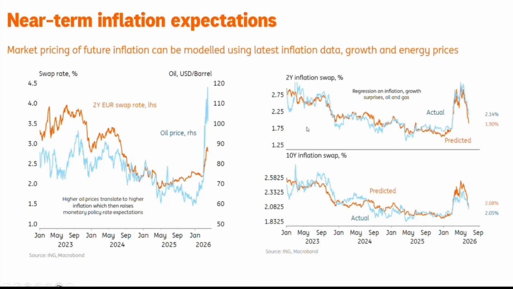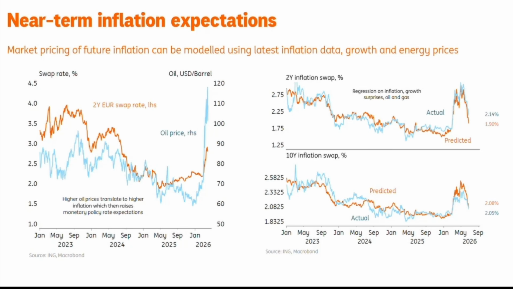Growth you already mentioned earlier. If growth is good, that's inflationary. And oil and gas, like I mentioned. So what you can do is very simply model inflation swaps as a proxy for inflation expectations by the market, by regressing that on inflation, so past inflation, growth surprises, oil and gas.